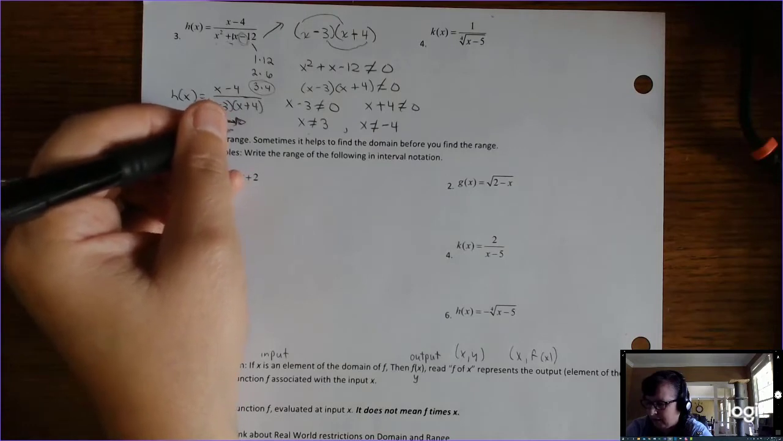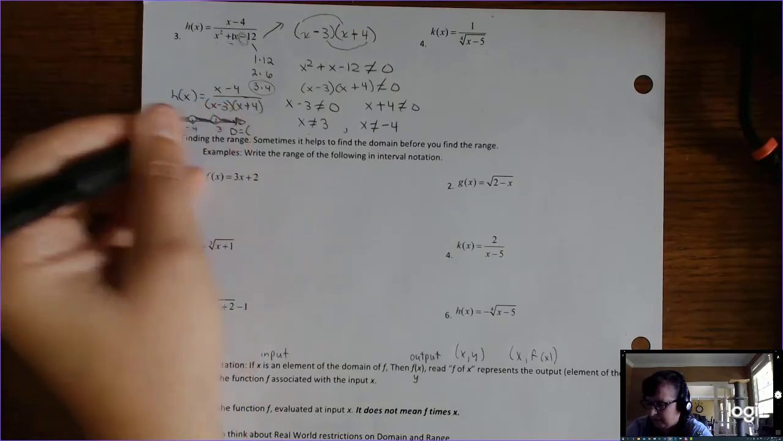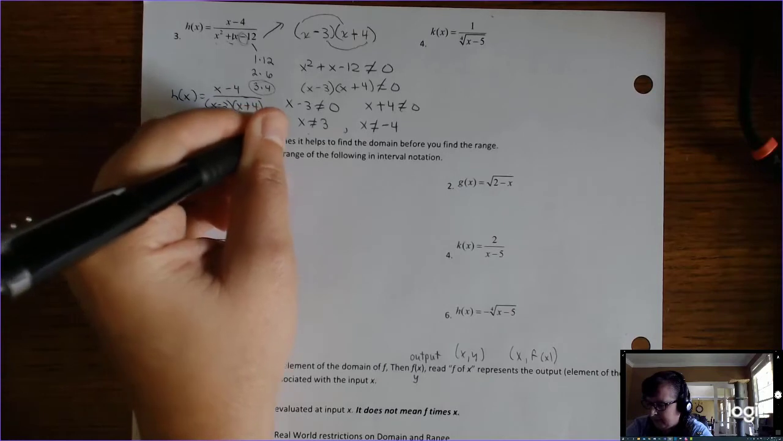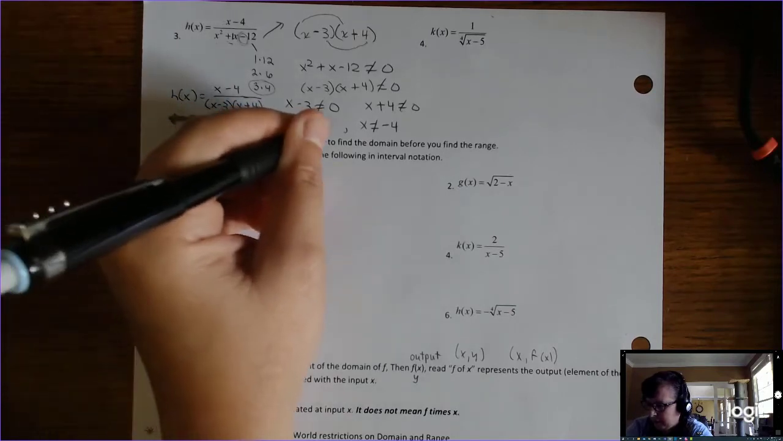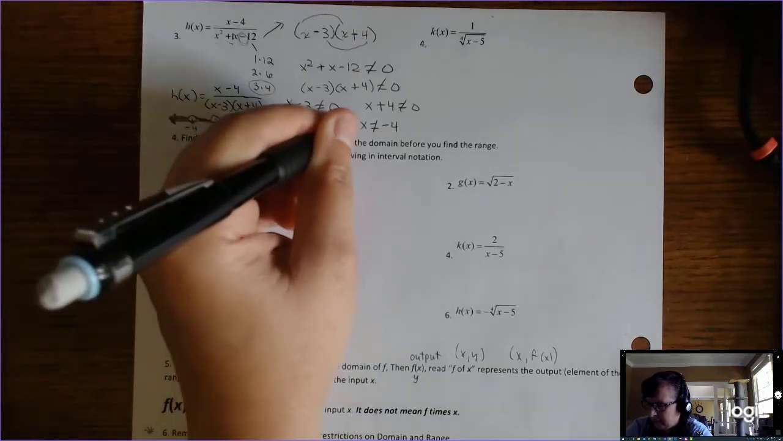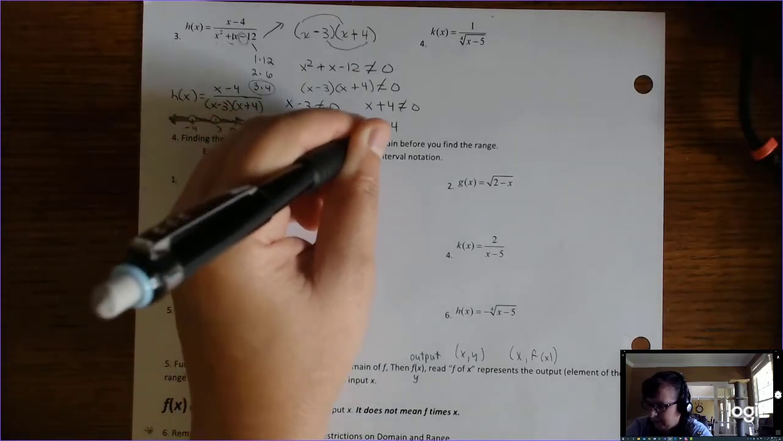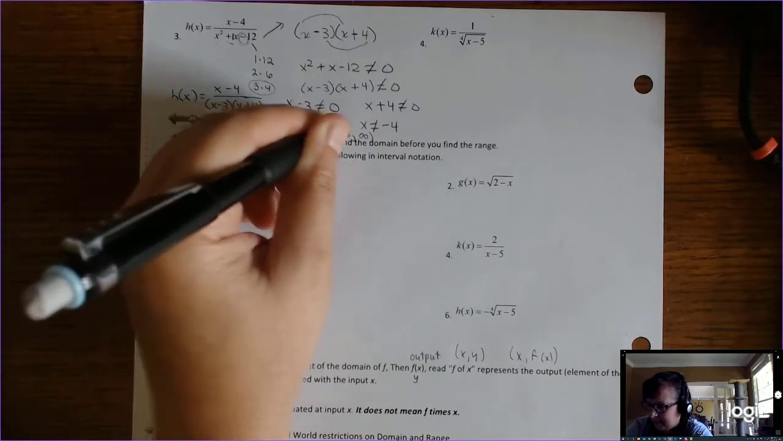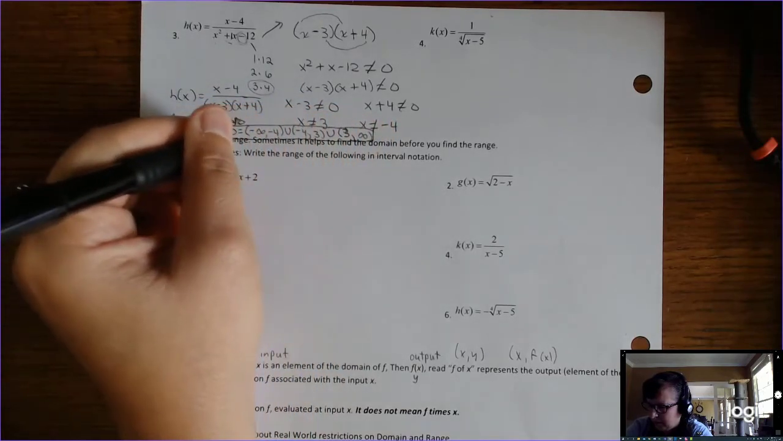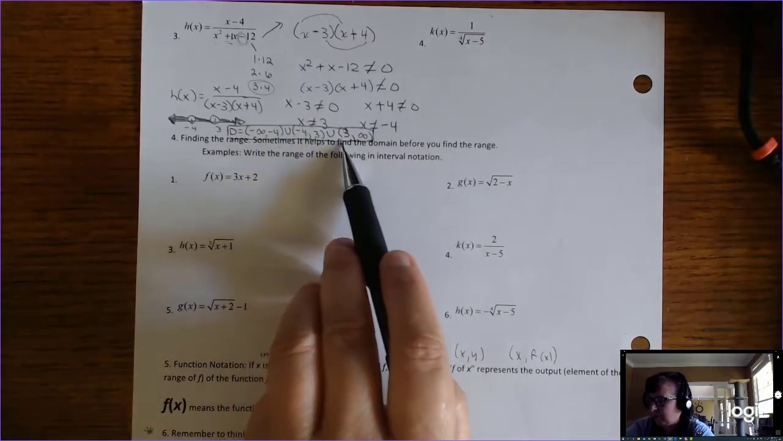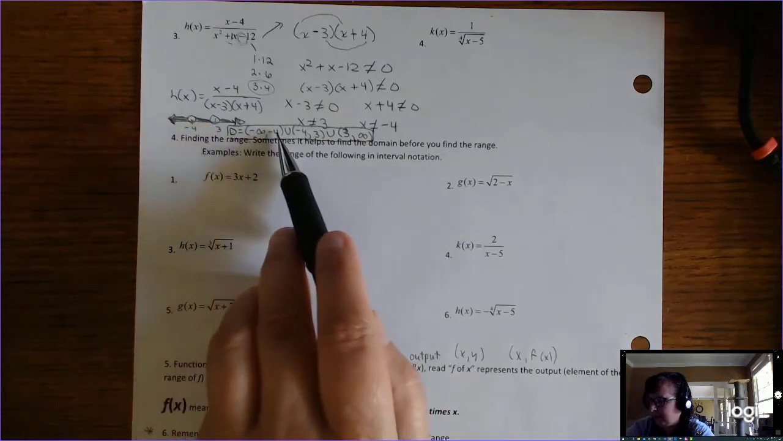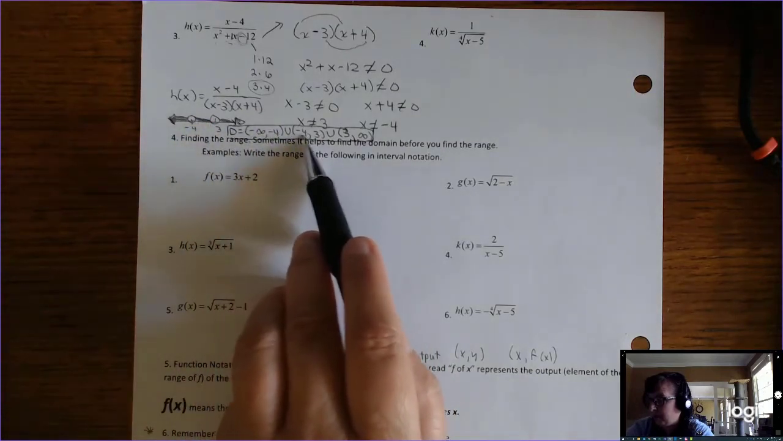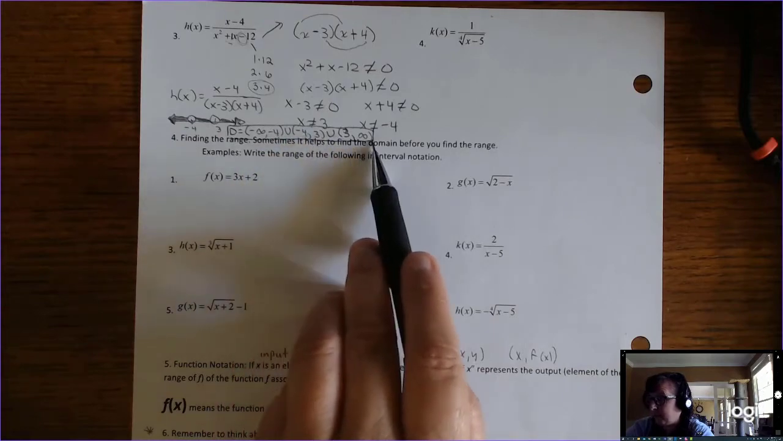So this domain is from negative infinity to -4, parentheses, -4 to 3, parentheses, union, 3 to infinity. So it's something worth memorizing. If you have two things that can't be, interval notation is going to end up with three intervals. A lot of times people forget that middle interval. Negative infinity to negative 4, but negative 4 to 3 is in the domain, but then 3 to infinity.